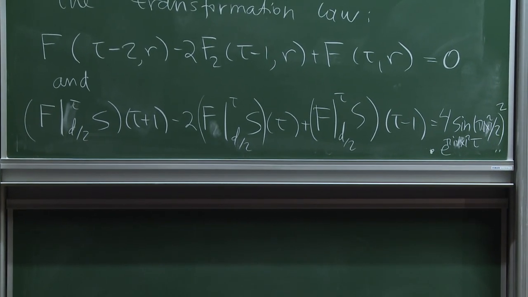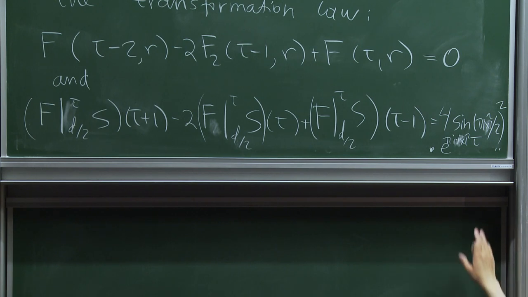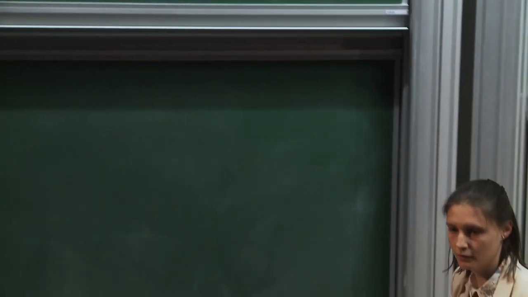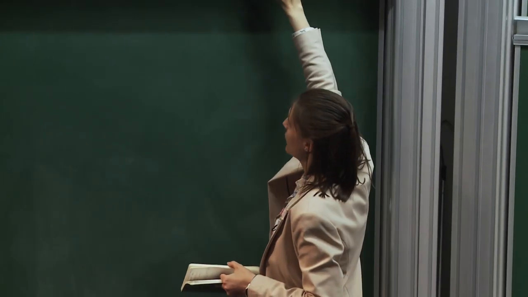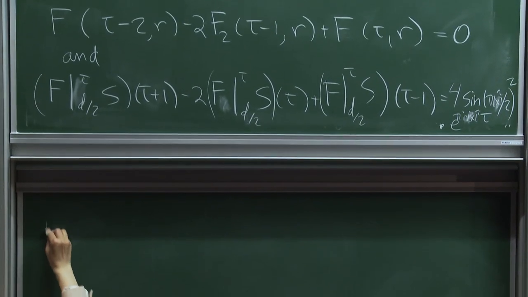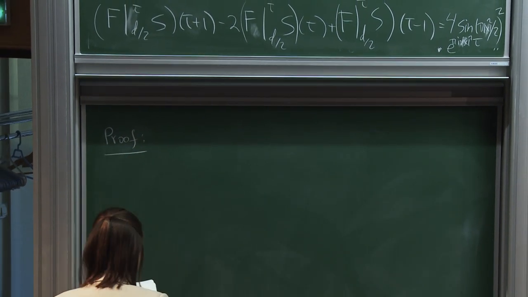And so here the proof is also not difficult. Here we just use the fact that we know the residues of our kernel K. And so by it, we can assure that the functional equation holds. And so how do we do it? We do it in the following way. So what do we do?